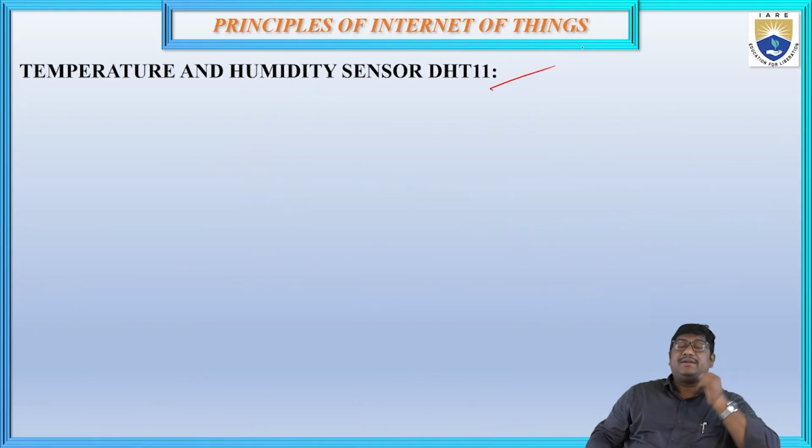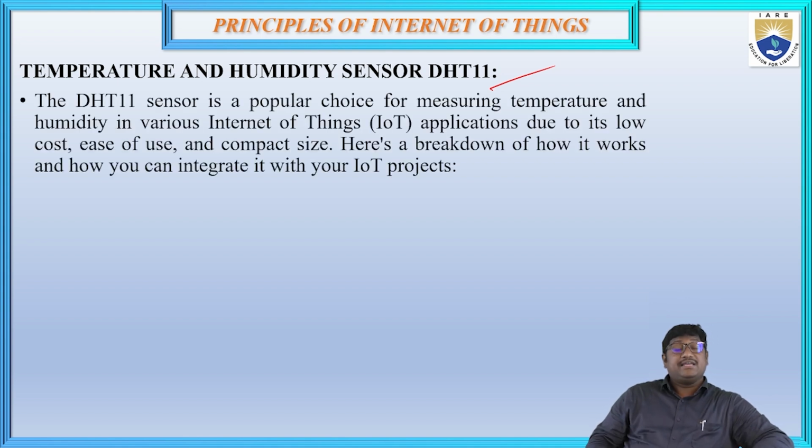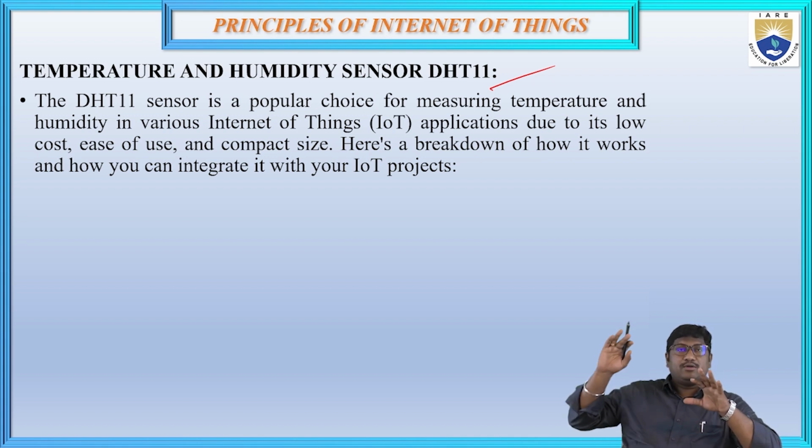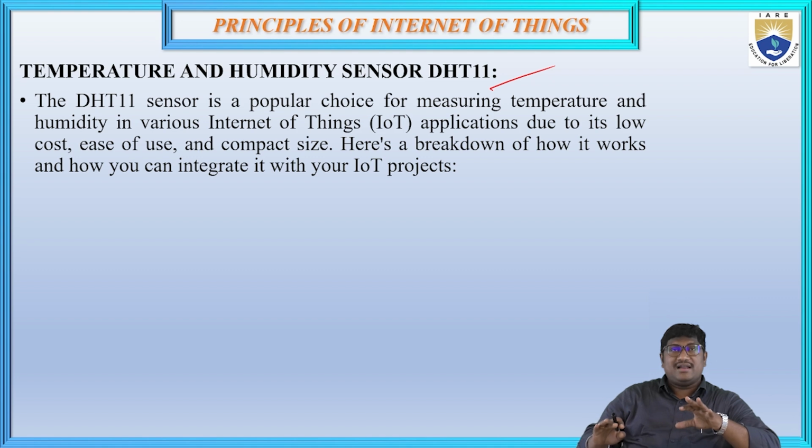And coming to the next one, the temperature and humidity sensor DHT11. This has a unique factor compared to the previous thermistor, which is a temperature sensor. Here the thermistor and humidity sensor are a combo in DHT11. Why? Because there we were only evaluating temperature readings. Here we are evaluating both temperature as well as humidity. That is the beauty of the DHT11 sensor, which is a popular choice for measuring temperature and humidity in various IoT applications due to its low cost, ease of use and compact size.